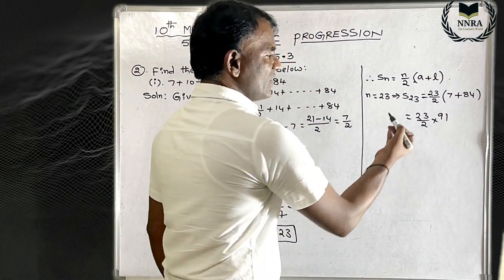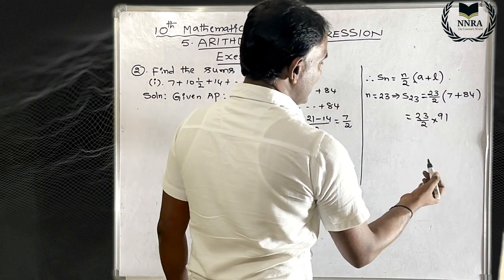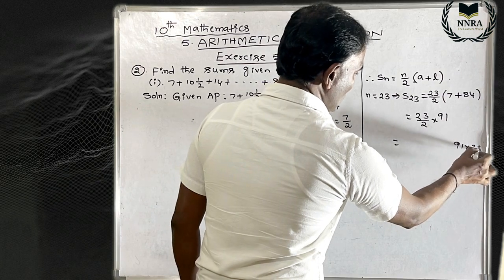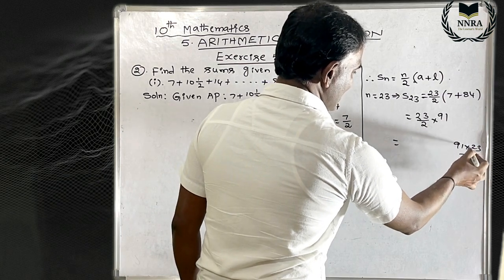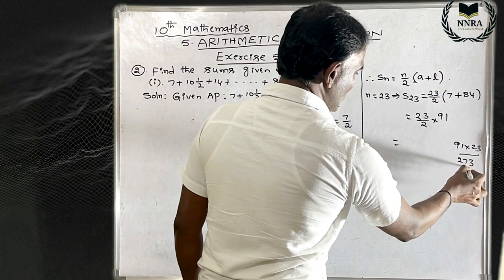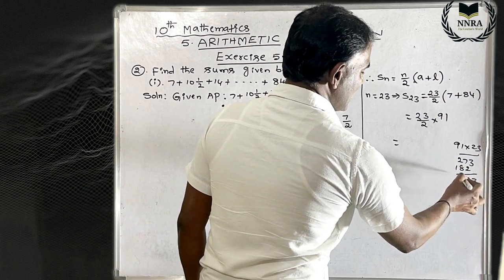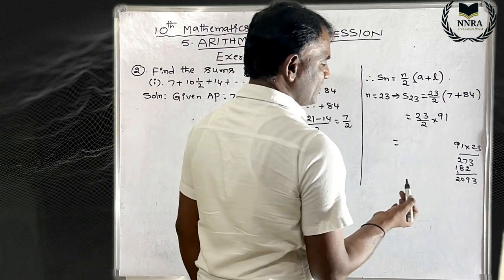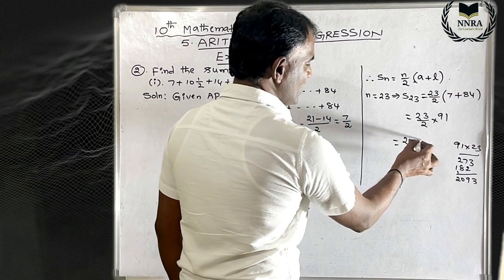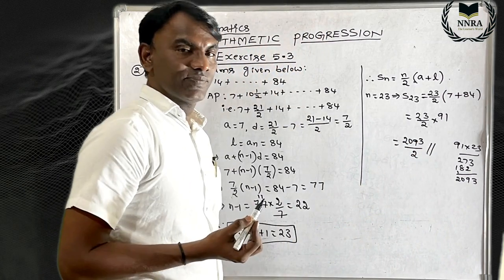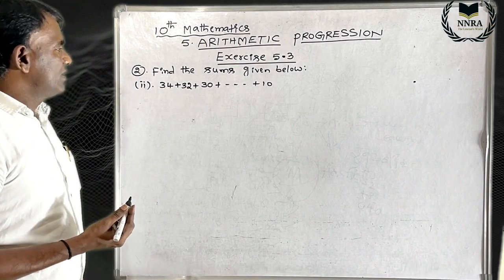Clear? Now just multiply these two. So I am writing here 91 into 23. 3 ones are 3, 3 nines are 27. 2 ones are 2, 2 nines are 18. So it is 3, 9, 10 and 2. So 2093 divided by 2 is the answer.